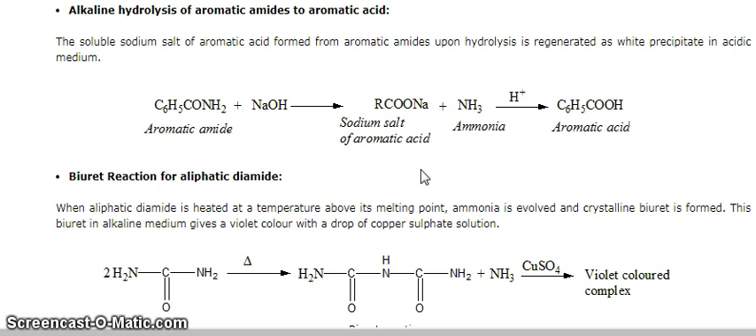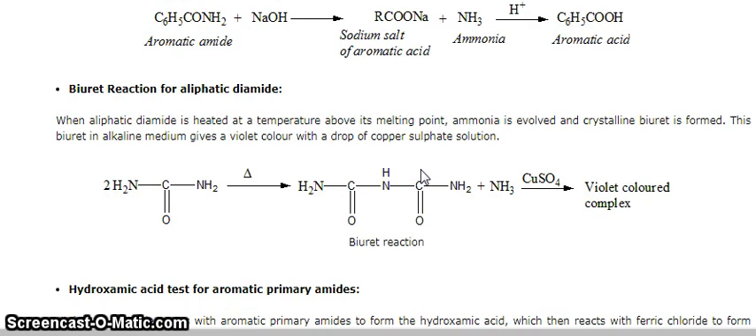Next, alkaline hydrolysis of aromatic amide to aromatic acid. The soluble sodium salt of aromatic acid formed from aromatic amide upon hydrolysis is regenerated as a white precipitate in acidic medium. The reaction is over here. Aromatic amide reacts with sodium hydroxide. It gives the sodium salt of aromatic acid and ammonia, which reacts with acidic medium, forming aromatic acid.